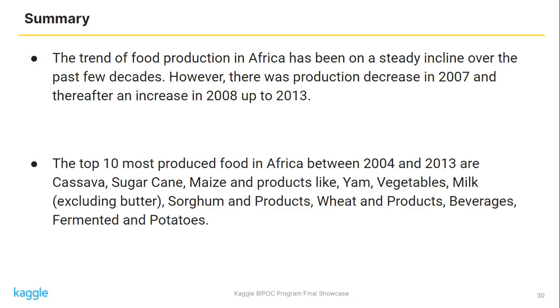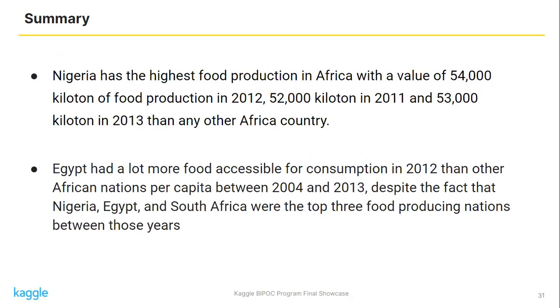The top 10 most produced food in Africa between 2004 and 2013 are cassava, sugarcane, maize, and products like yam, vegetables, milk excluding butter, sorghum and products, wheat and products, beverages fermented, and potatoes.